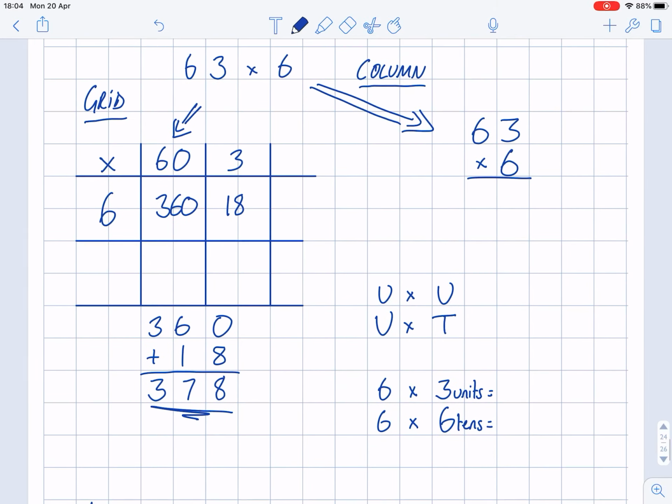So you can see I've written 63 multiplied by 6, put my 60 here in the tens column, my two units, the 3 and the 6 there. You can see underneath here, I've written the steps that I need to take to get the right answer. You can see I put U multiplied by U, unit multiplied by unit, which is this one here. So my 6, I multiplied by 3 units. So I go from this 6 and I say, right, what is 6 multiplied by 3? And the answer is 18.